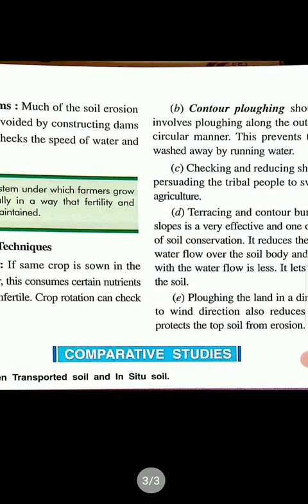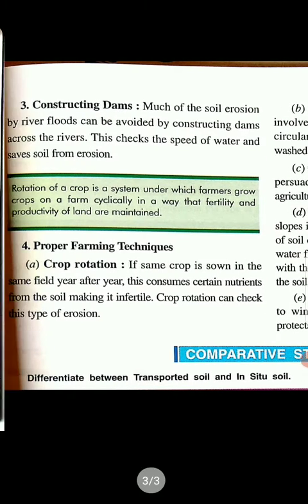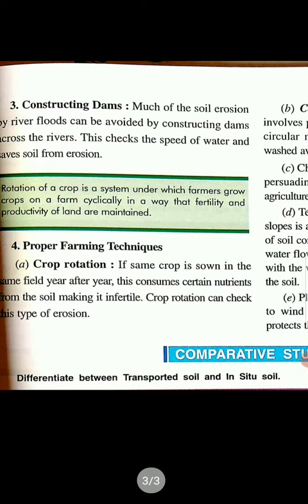Okay. Constructing dams: much of soil erosion is done by floods. So to avoid floods, dams should be constructed over the river. This checks the speed of water and helps save the soil from erosion.